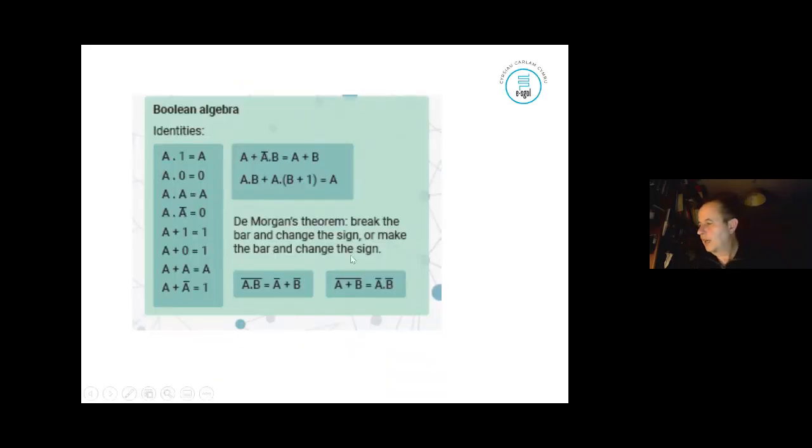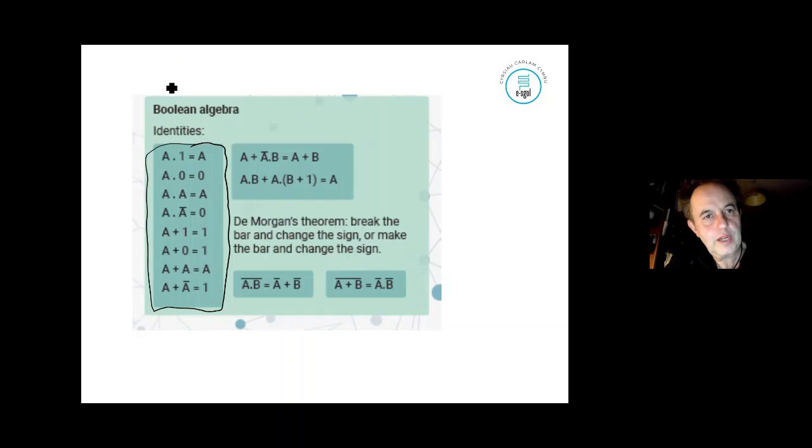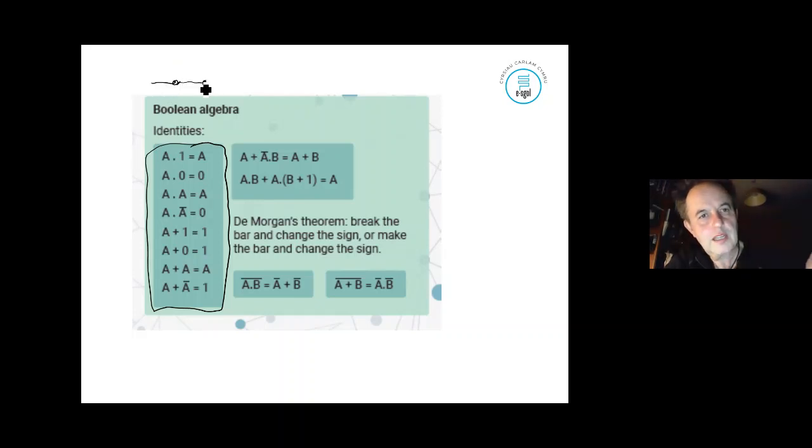Boolean algebra. Again, these are ones that you have to memorize. All of the ones on the left hand side, get someone to test you basically with what A and 1 gives you. If you're trying to work these out, remember that for AND gates, if I've got an A and a 1, it means you have a switch A, and then you have a 1, which means a switch which is always closed.